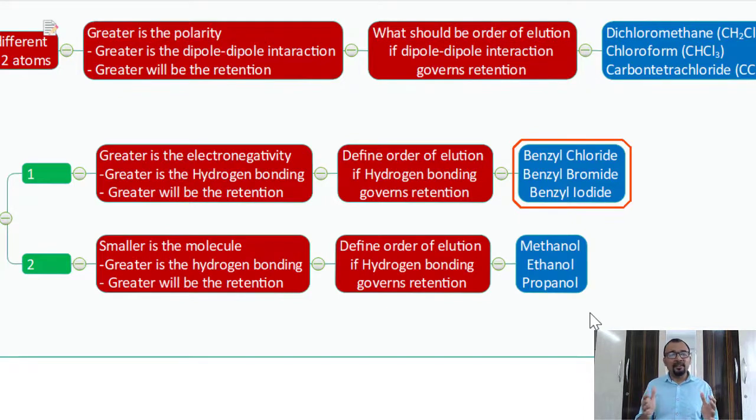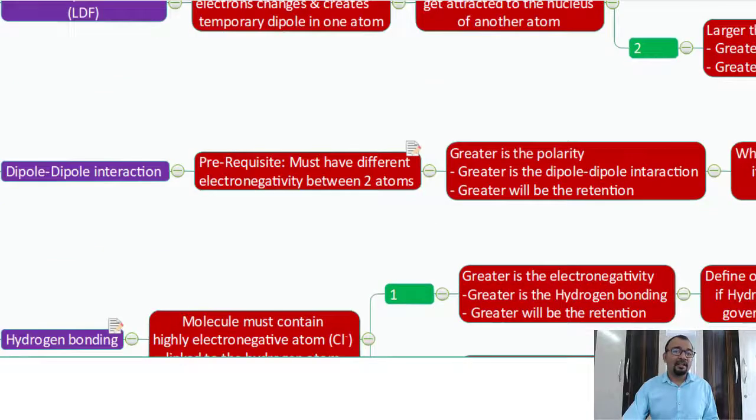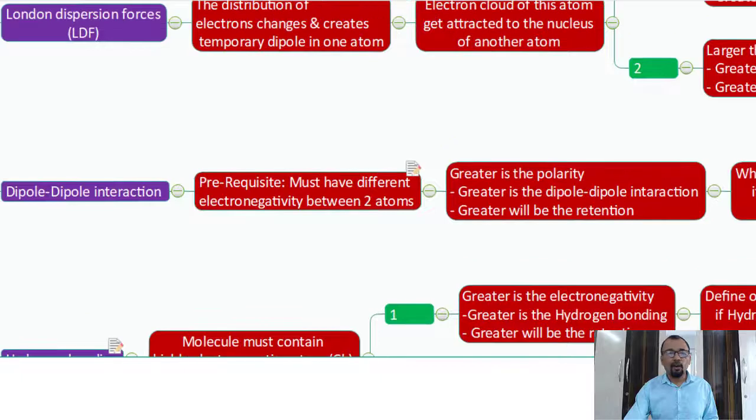So just by knowing the molecular size, you will be able to understand how the retention of the molecule can happen in the chromatographic run. So these are three very important intermolecular forces which help us in understanding the retention of compounds during gas chromatography analysis.